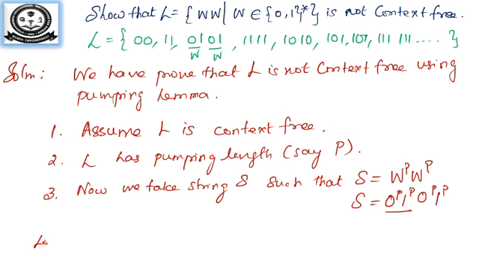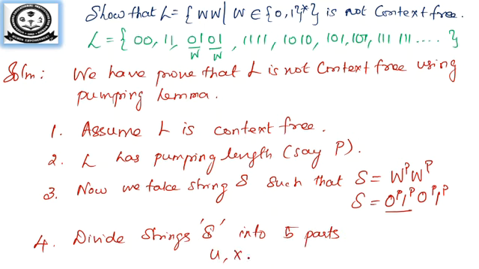Now we will divide the string S into, not 4 parts, into 5 parts: u, v, x, y and z. So let us consider the pumping length p equal to 5. So the string will be 0^5 1^5 0^5 1^5.